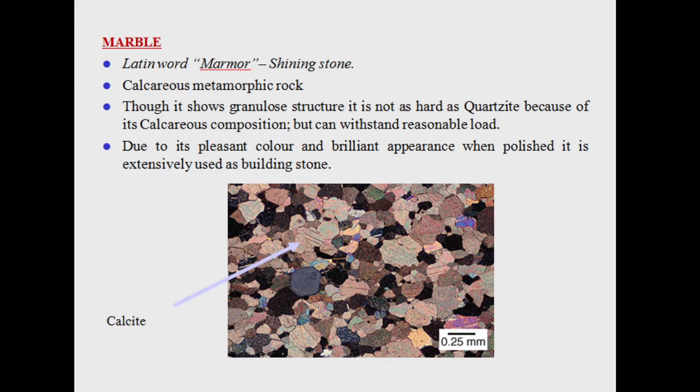Next is marble. The Latin word marmor means shining stone, and from this Latin word the term marble comes. Okay, the marble is essentially a granular metamorphic rock composed chiefly of recrystallized limestone. So the parent rock of this marble is limestone. It is characterized by granular structure, but the grain size shows considerable variation in the different varieties. The various types of marble are distinguished on the basis of their color, composition, and structure.